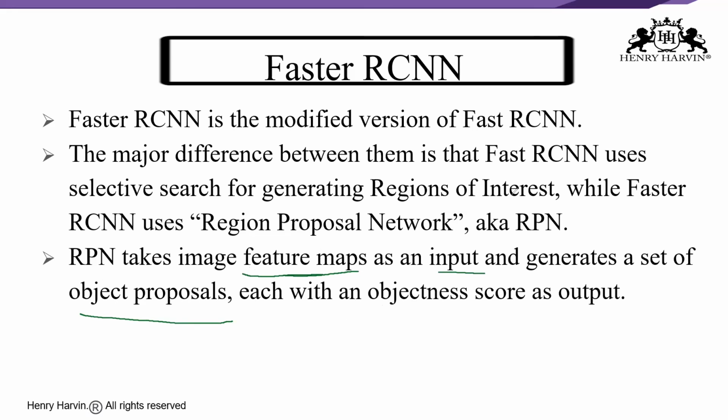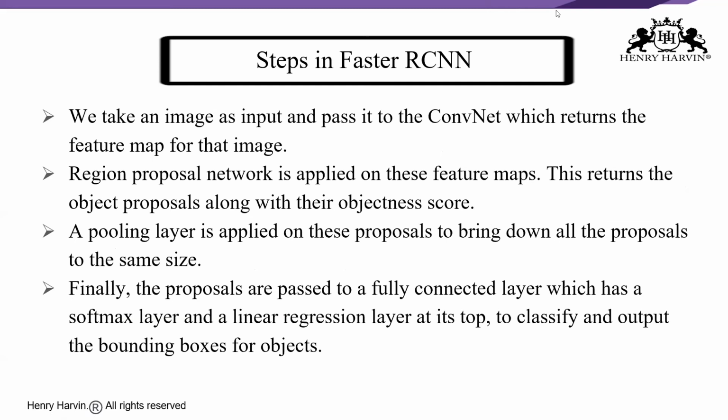Let us try to understand this step by step so that it is understandable. The image is taken as the input and passed to the convolutional net, like in the other case. Now the RPN is applied on the feature map. What do we get as the output? Object proposals. Then we apply the pooling layer so that everything is of the same size. Finally, the proposals are passed to the fully connected layer. We all know that it has softmax as well as the linear regression layer to classify and output the bounding boxes.